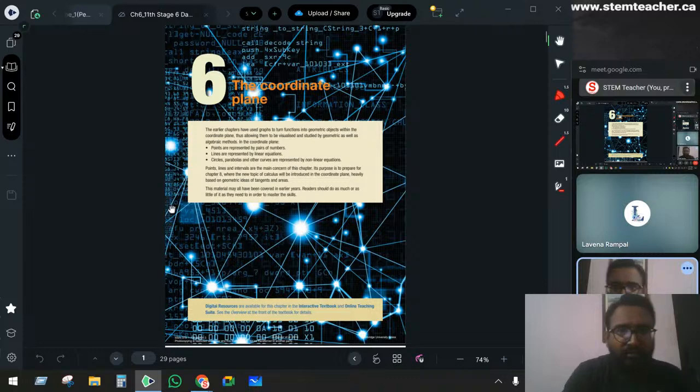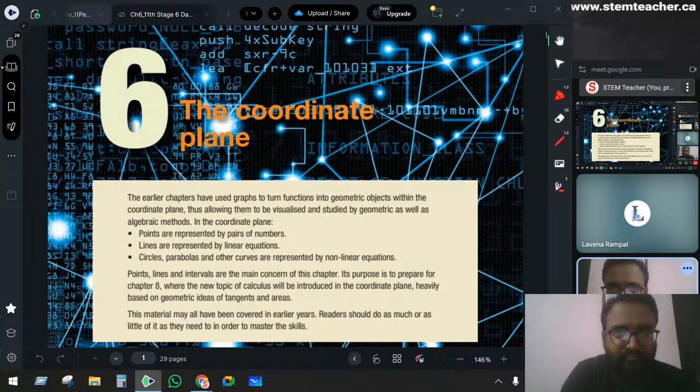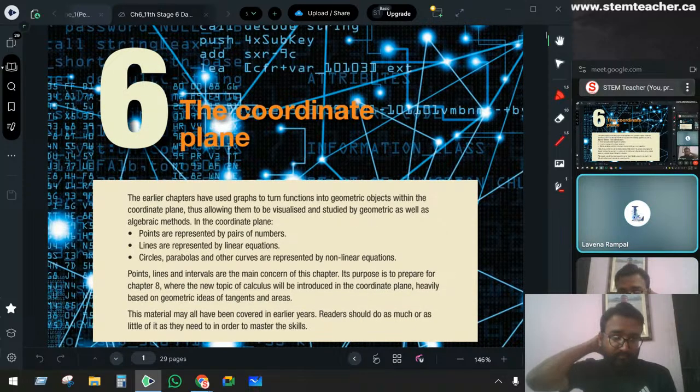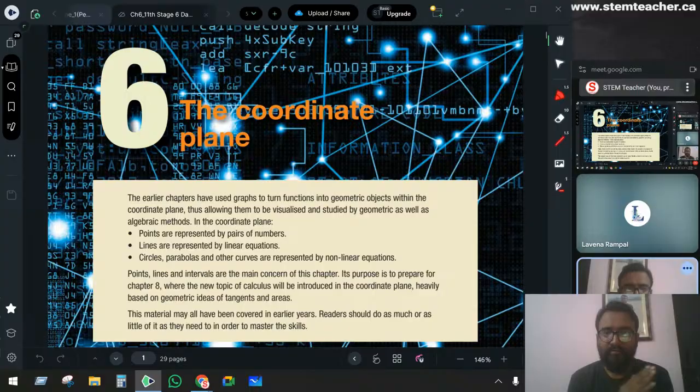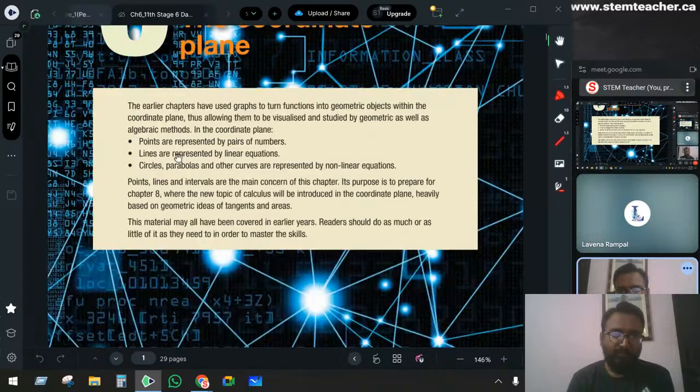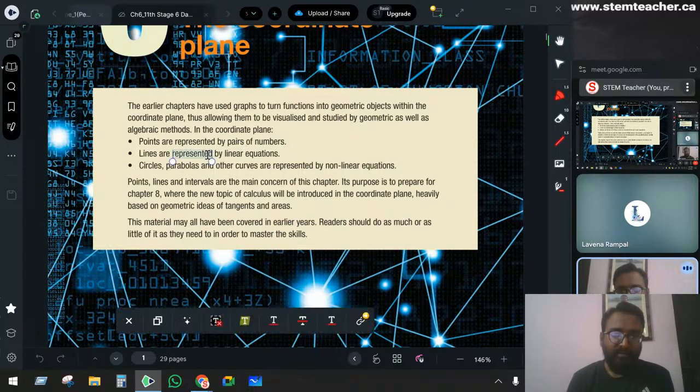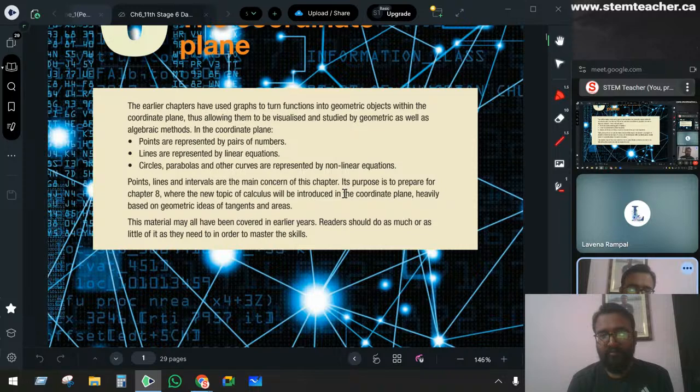Okay. So what is this topic name? The coordinate plane. It is not planes. The coordinate plane. So basically, we need to understand the 3-dimensional and 2-dimensional. Points represented by pairs of numbers. Lines represented by linear equations. Circles, parabola, and other curves are represented in non-linear equations. So what is the equation of a circle?